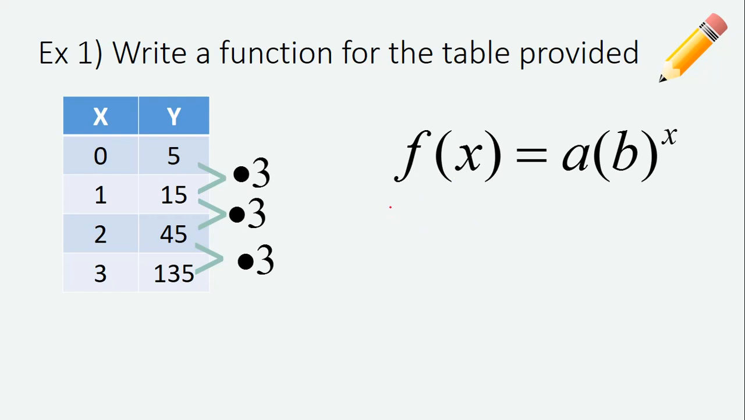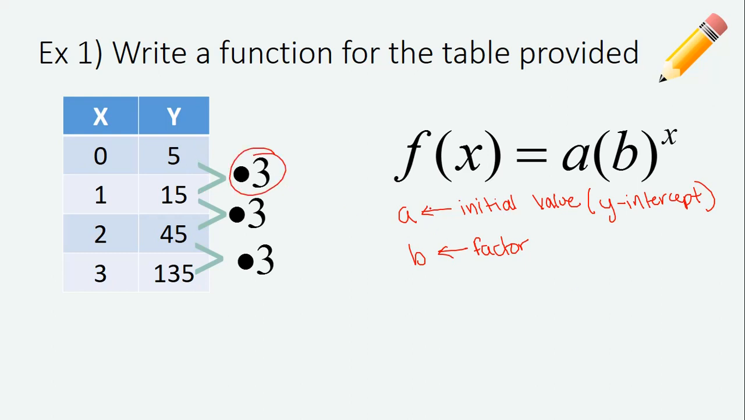Now, let's make a little notes of what these mean. A is your initial value. Or, if you want to think of it, it's your y-intercept. Where are you starting out? How many are you starting with? And then b is your multiplication factor, your growth factor. In this case, what are you multiplying by every single time? Well, in this case, notice guys, we are multiplying by 3 every single time. That's what we're multiplying by. So I know that my b term in this case will be a 3.